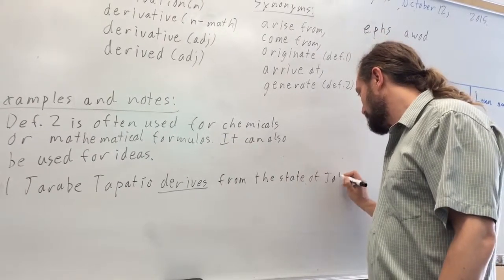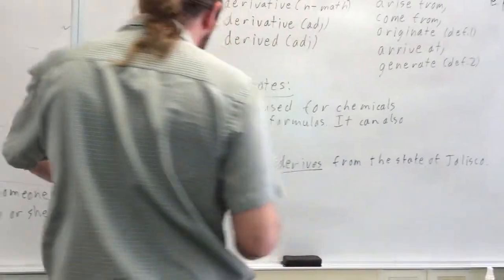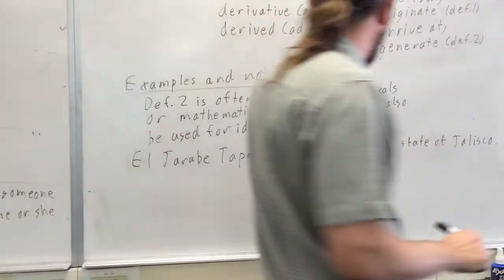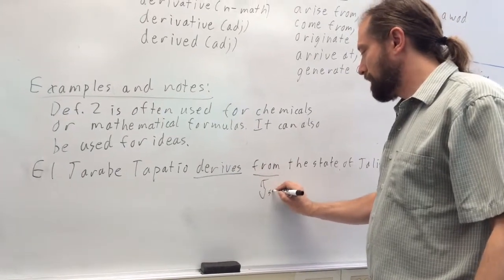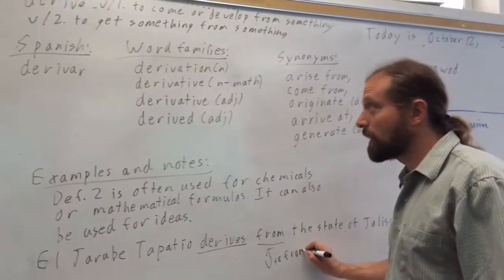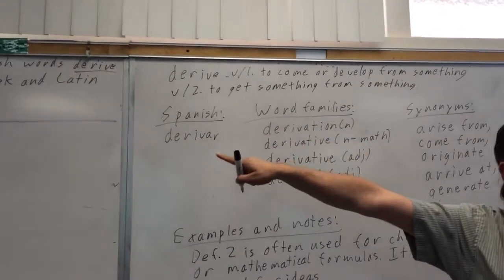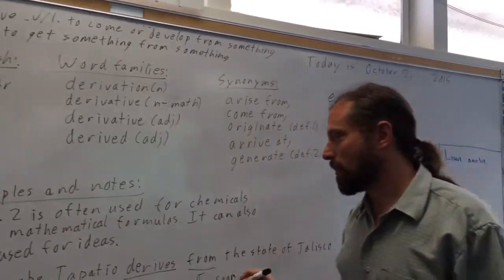Okay, so El Jarabe Tapatio, the dance, derives from the state of Jalisco. So we often use derive with from. Usually use from with it. Just like in my example over here, English words derive from Greek and Latin roots. So you have to say the word from.